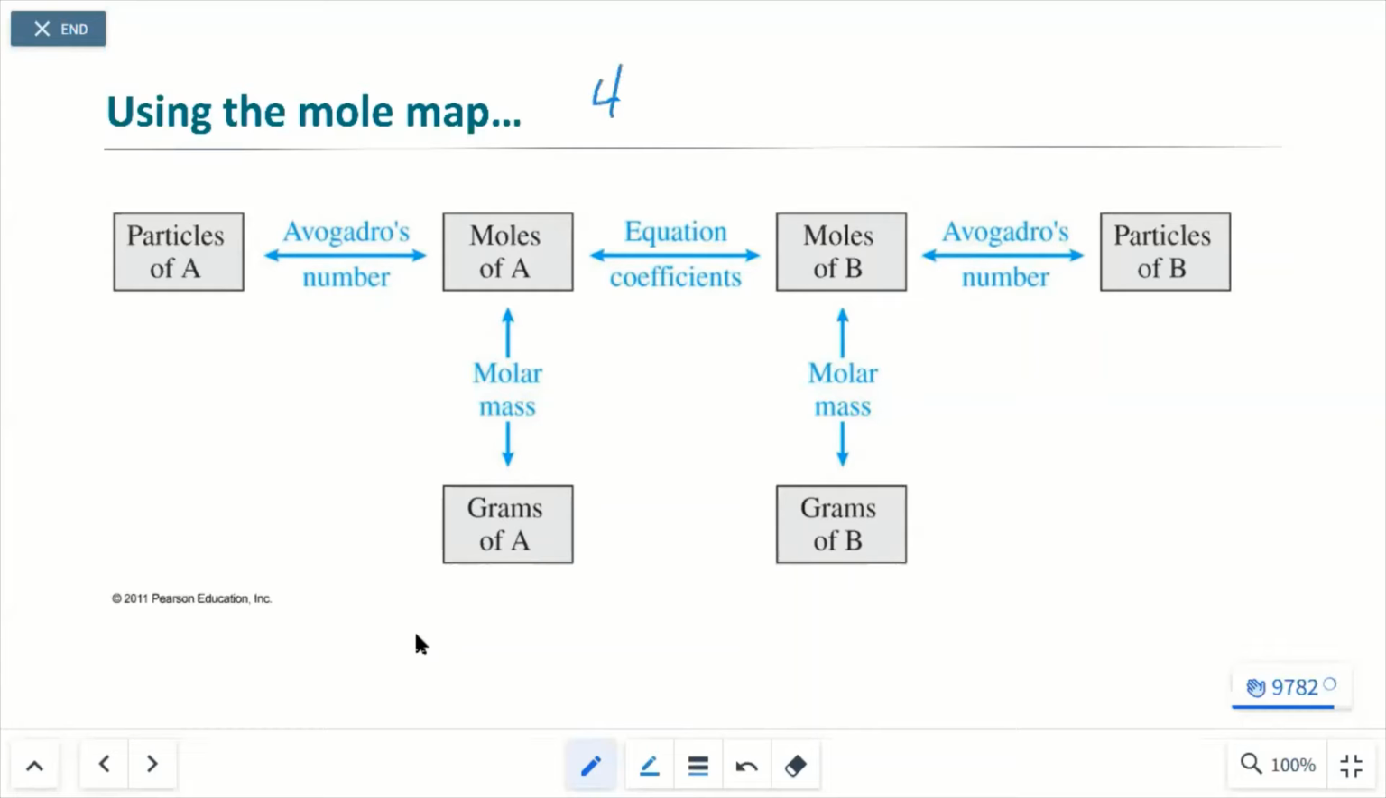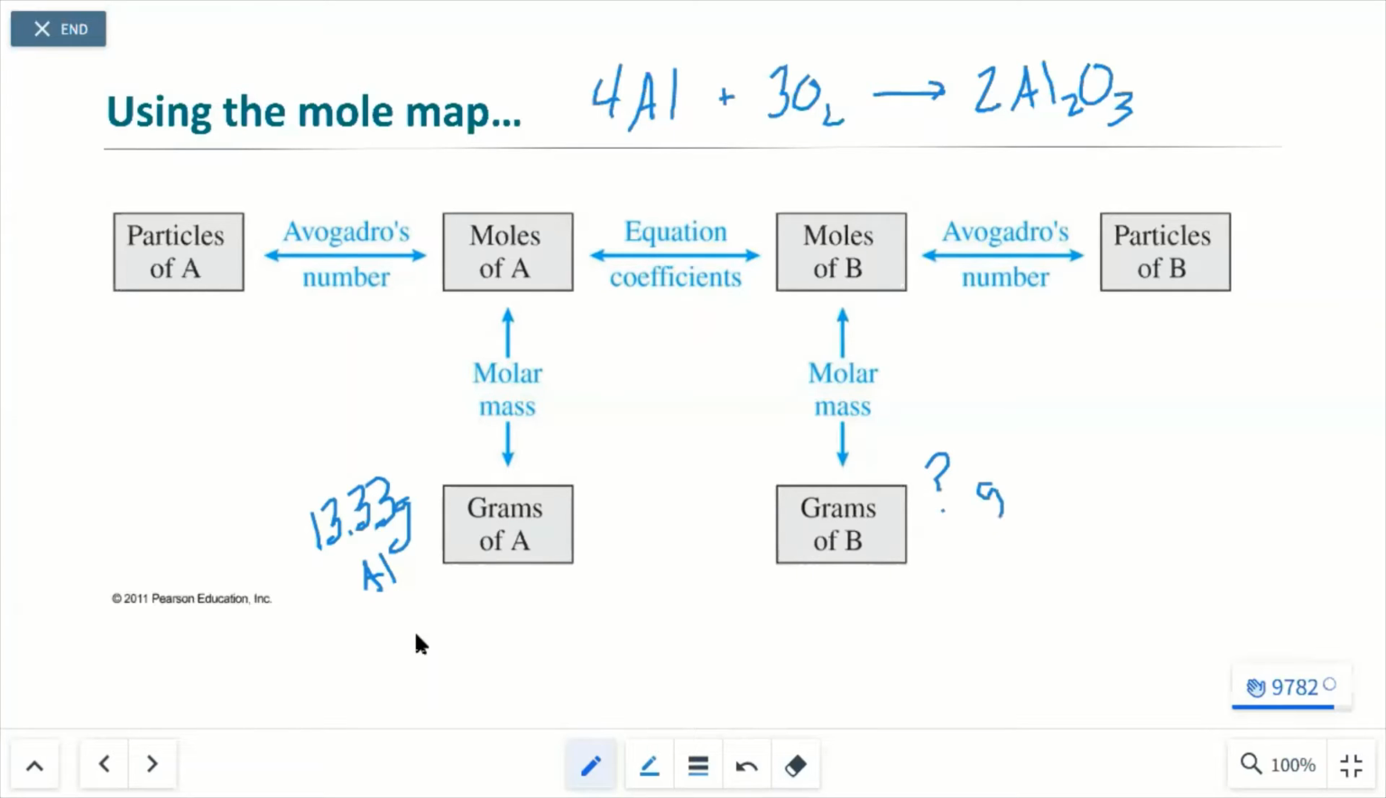So we have established a balanced chemical equation relating the 3 substances, aluminum, oxygen, and aluminum oxide. We are starting with 13.33 grams of the aluminum, and we're trying to figure out how many grams of aluminum oxide are going to go into that product.